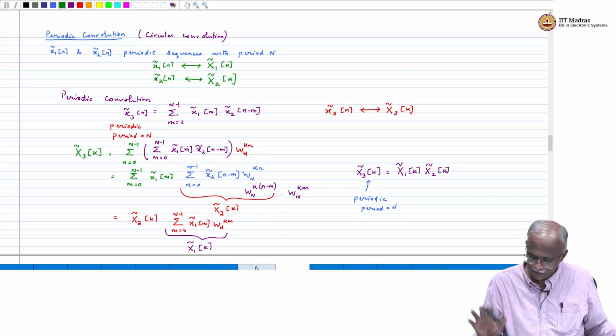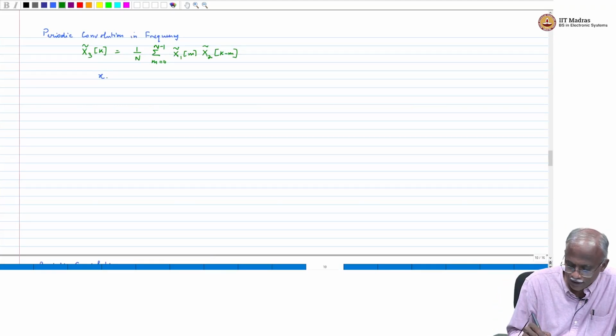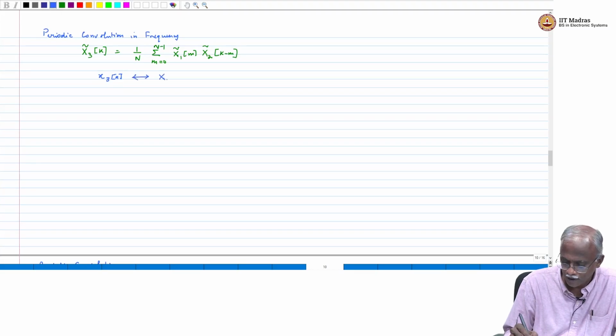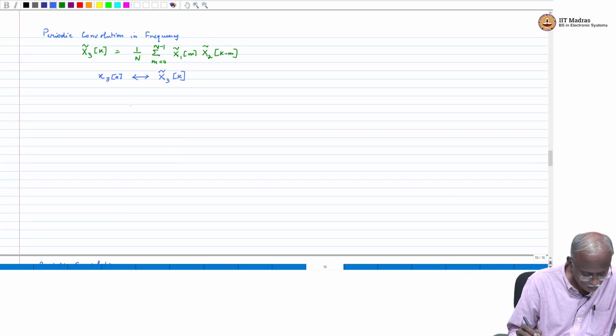X3 is defined in this way. Okay, so we want to find that time domain sequence x3 of n, whose DFS coefficients correspond to x3 tilde of k. What you should do is write down the synthesis equation.